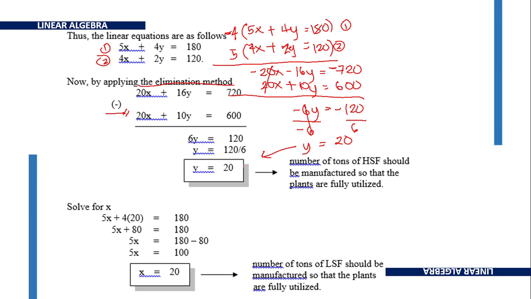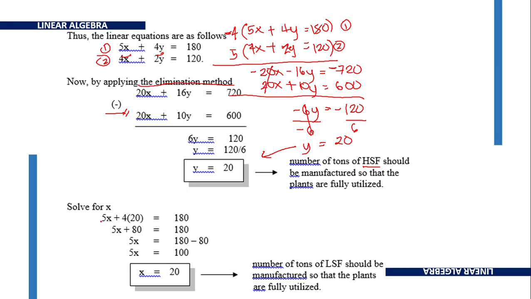Then, 20 tons of high sulfur fuel should be manufactured so that the plants are fully utilized. Okay? So, we got the answer for high sulfur fuel. Now, let's solve for x since we already have the value of y. If you notice, we only have two variables, so we can just substitute the value of y.